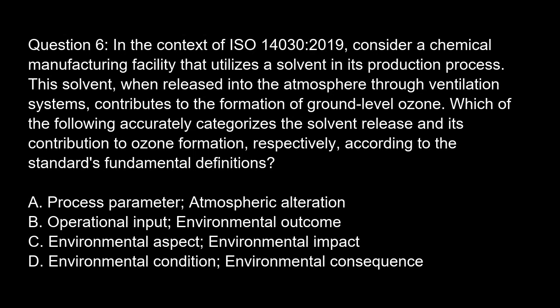Question 6. In the context of ISO 14030, 2019, consider a chemical manufacturing facility that utilizes a solvent in its production process. This solvent, when released into the atmosphere through ventilation systems, contributes to the formation of ground-level ozone. Which of the following accurately categorizes the solvent release and its contribution to ozone formation, respectively, according to the standard's fundamental definitions? Option A, process parameter, atmospheric alteration. Option B, operational input, environmental outcome. Option C, environmental aspect, environmental impact. Option D, environmental condition, environmental consequence.